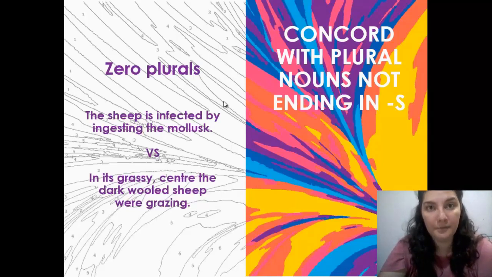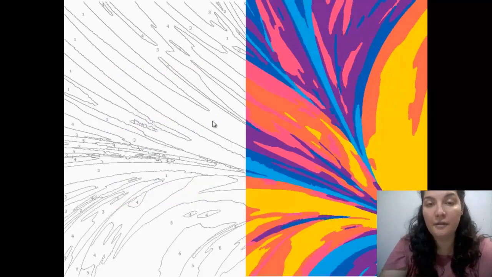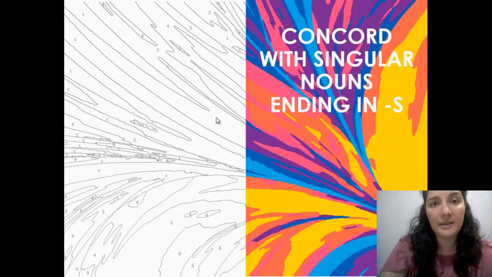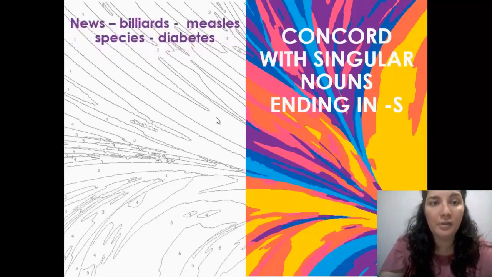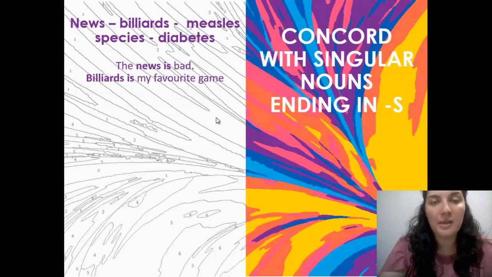a plural verb. On the other hand, there exist a number of nouns which structurally include the letter S within the word, but they have a singular meaning. It is the case for some nouns, for example, news, billiards, measles, species, and some others. And as they convey a singular meaning, we need to apply a singular verb to these subjects. Here we have two examples in which these words are used as subjects and we apply a singular verb.